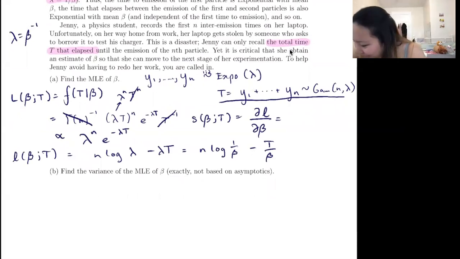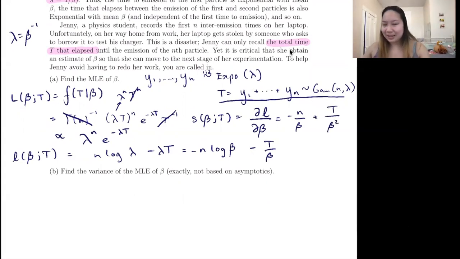One more transformation, I would turn this into negative log beta. Now taking the derivative of that, I have negative n over beta, plus t over beta squared. That's some calculus. Now I'm going to set this equal to 0. I can cancel out a beta, and that should help with solving.